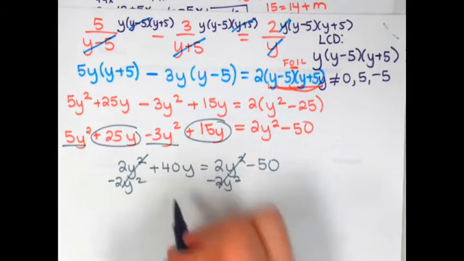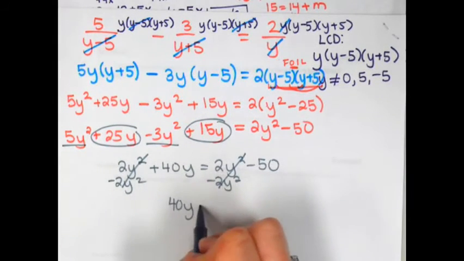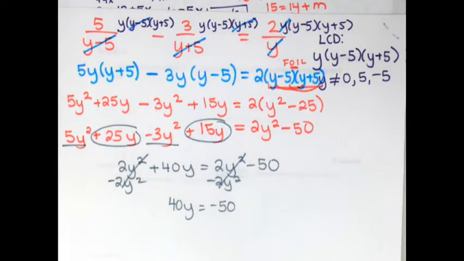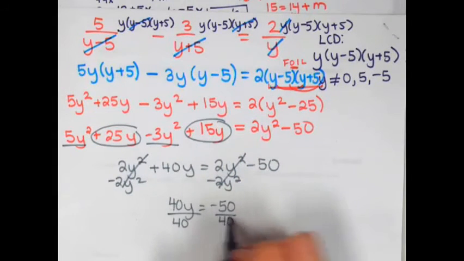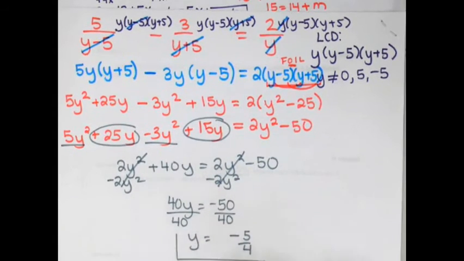So how many answers are we actually going to have here? Just one. And how do I get rid of that 40? Divide it. So y would equal negative 5/4, right?